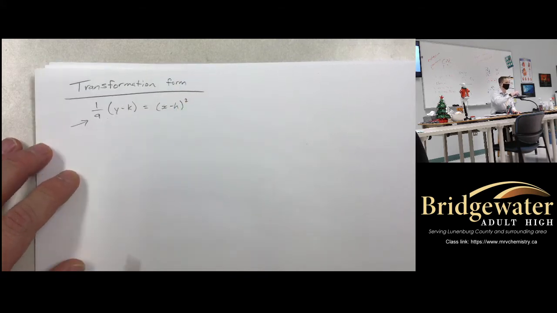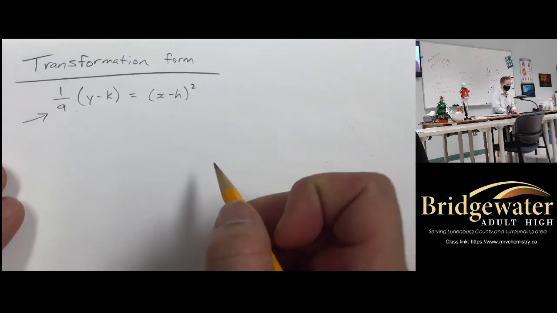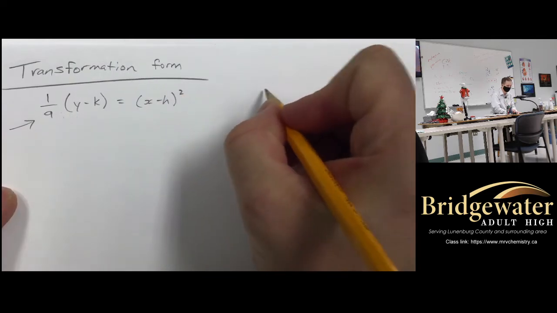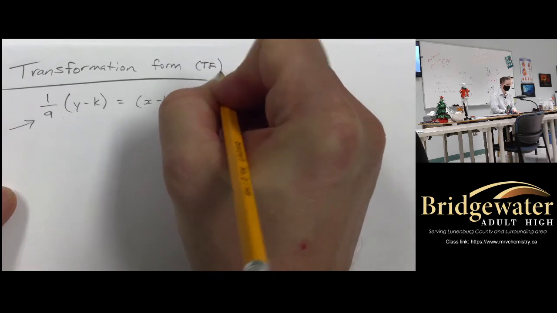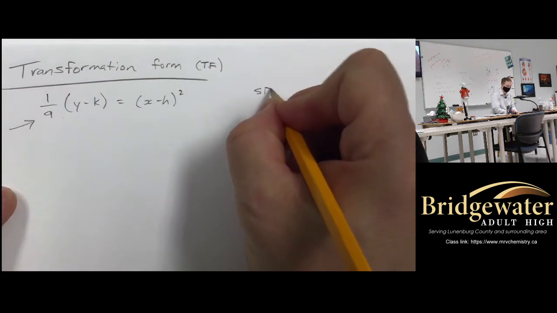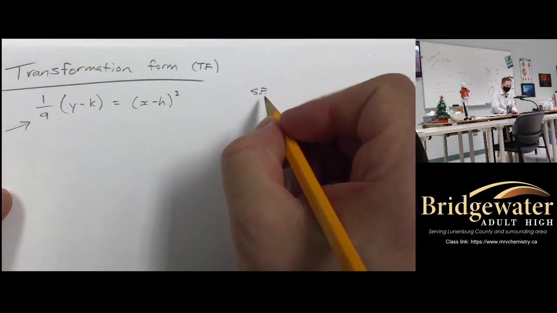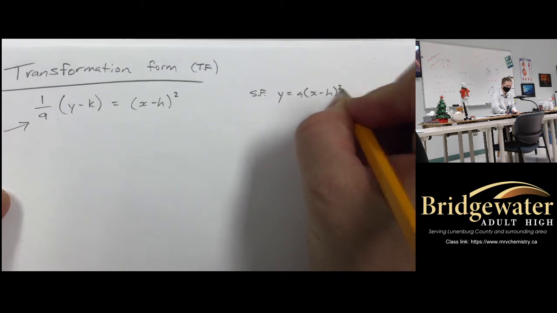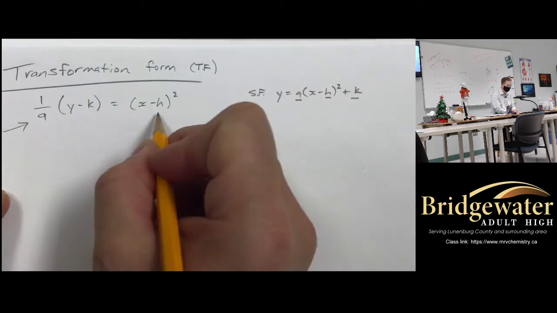So this is actually an easy format to know, especially if you have your formula sheet. You can easily transform this into standard format. So I'm going to write, this is transformational form. I'm going to abbreviate it TF for transformational form, so I don't have to write that out all the time. And SF is standard form, and then GF is general form, but we're not going to worry about general today. Standard form is y is equal to a(x minus h) all squared plus k. So this h, this k, and this a are the same h, k, and a.